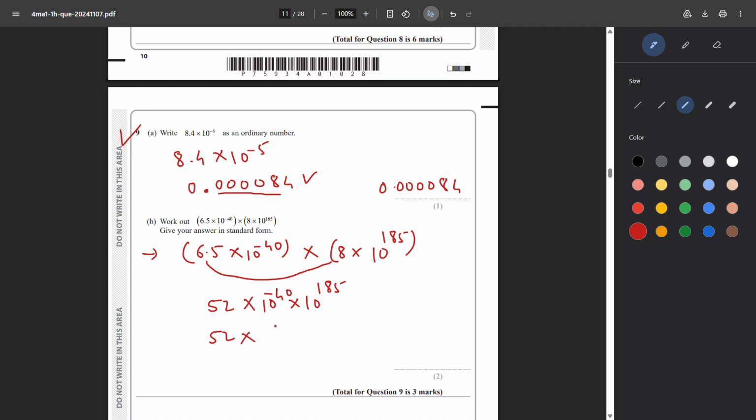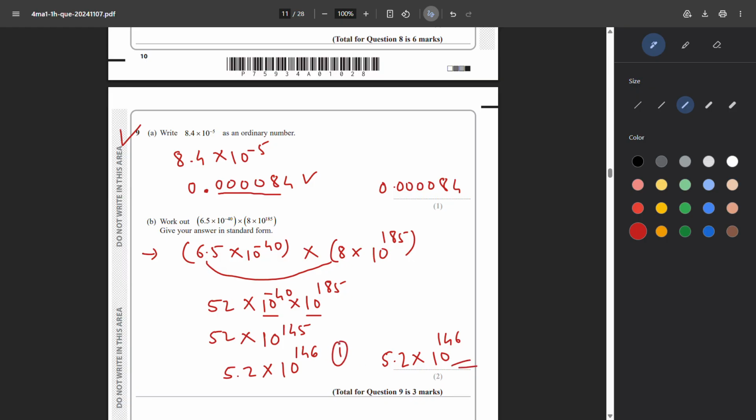Now, we know that if both the terms have the same base, we can simply add their powers. So here 185 minus 40, that will be 145. Then we have to write this in standard form. So the standard form will be 5.2 into 10 to the power, you just move one decimal to the right hand side. So 145 plus 1 will become 146. So your final answer will be 5.2 times 10 to the power 146.